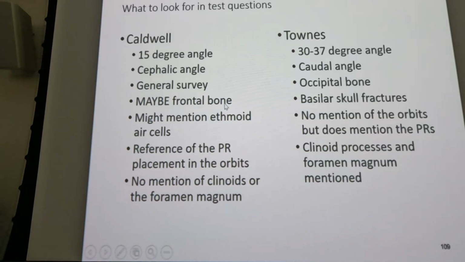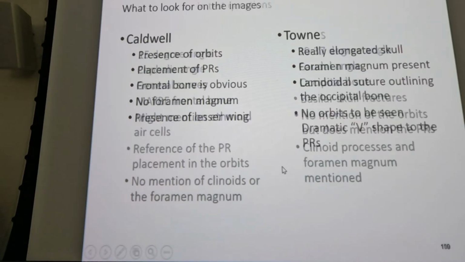That might be more of a PA projection or AP projection. With Towns, we're looking for facial skull fractures. The Caldwell might mention ethmoid air cells, but in the Towns, not going to really reference any kind of sinuses. And they will mention the petrous ridges, but no mention of the orbits. With the Caldwell, the petrous ridges are going to be within the orbits. With the Towns, the clinoid processes are going to be mentioned in the foramen magnum, and with Caldwell, there is no mention of the clinoid processes.